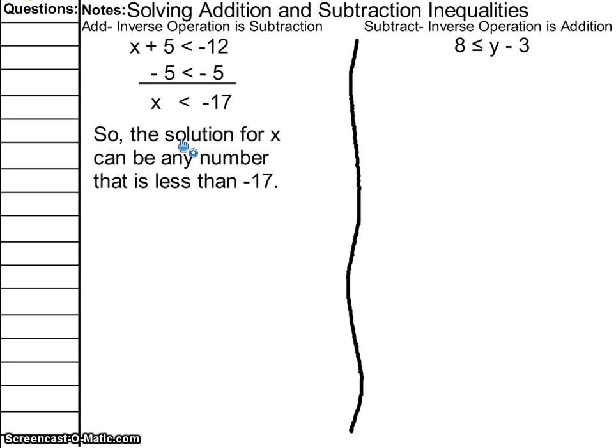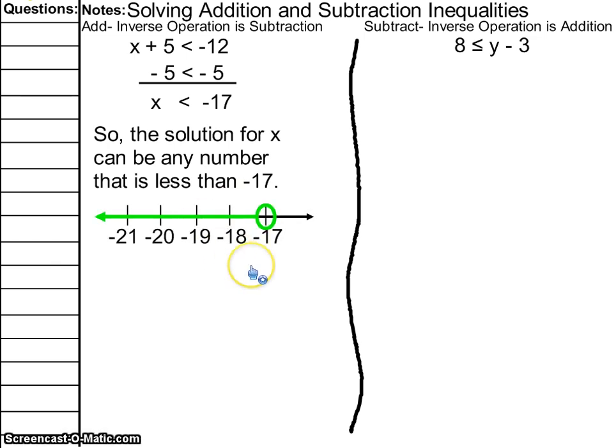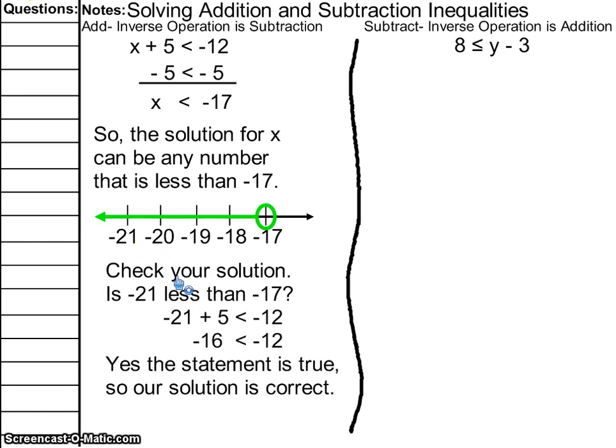So the solution for x can be any number that is less than -17. Here I graphed our solution. As you can see, we have an open circle because we're not including -17. The answer has to be less than -17, so since we're not including it, we're not going to shade it. We're just going to put an open circle. Then we shade in our number line everything that is less than -17, which is going to be to the left of -17.